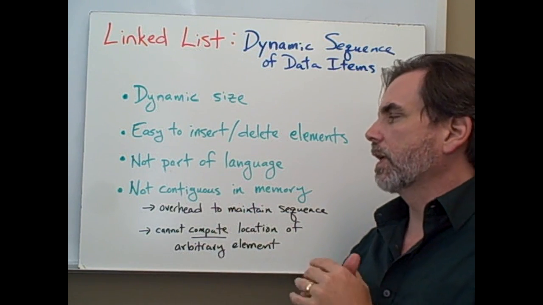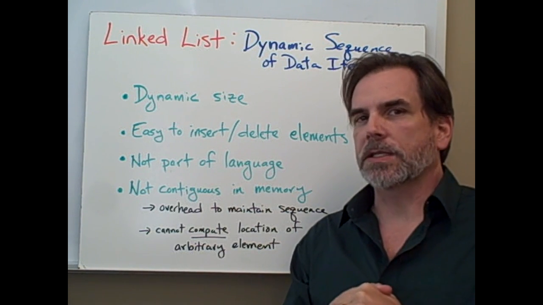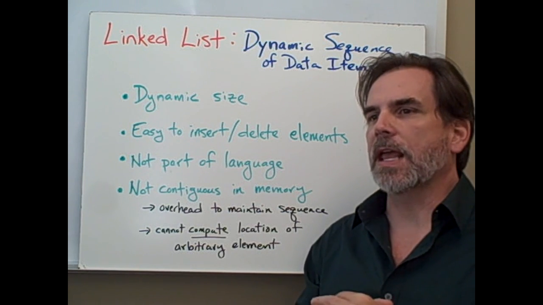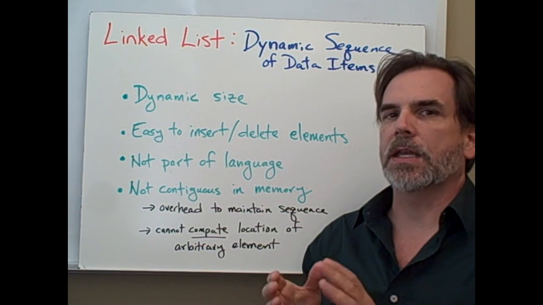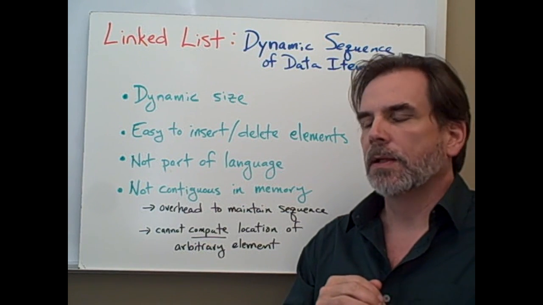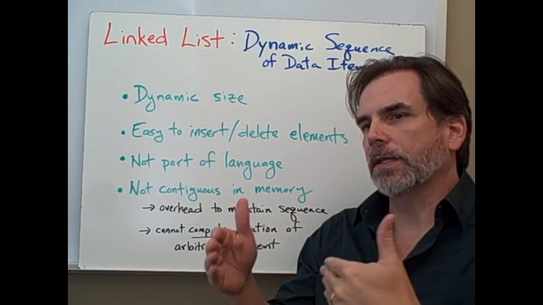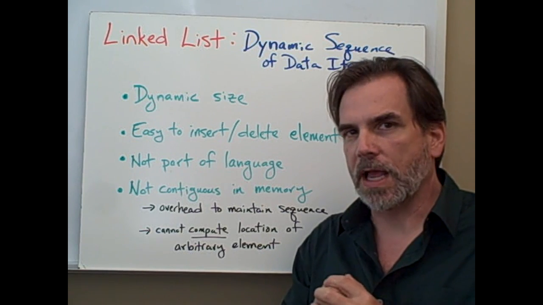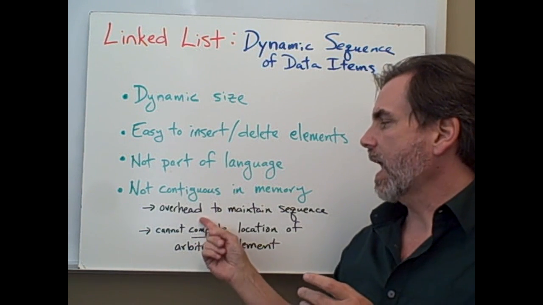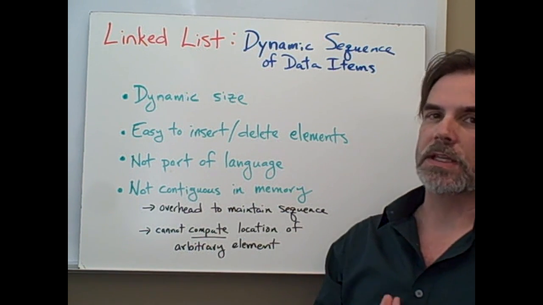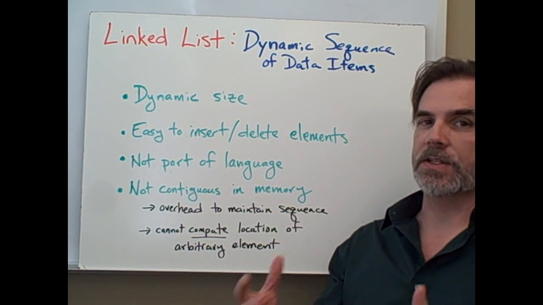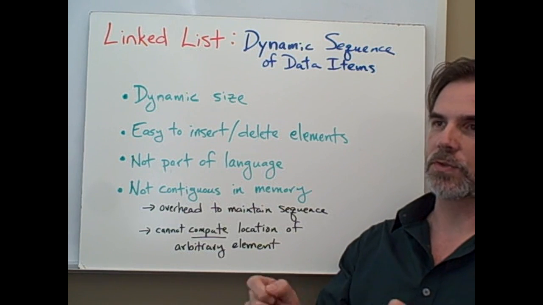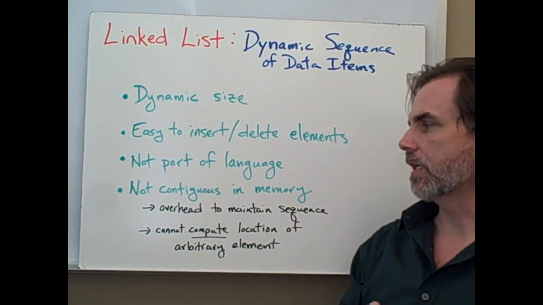Another important thing to understand about linked lists is that the data elements are not allocated contiguously in memory. So we don't line them up one right next to each other. That has two consequences. Number one, we have to track where the different elements of the list are. So that adds overhead. We have to somehow remember where the next element is.